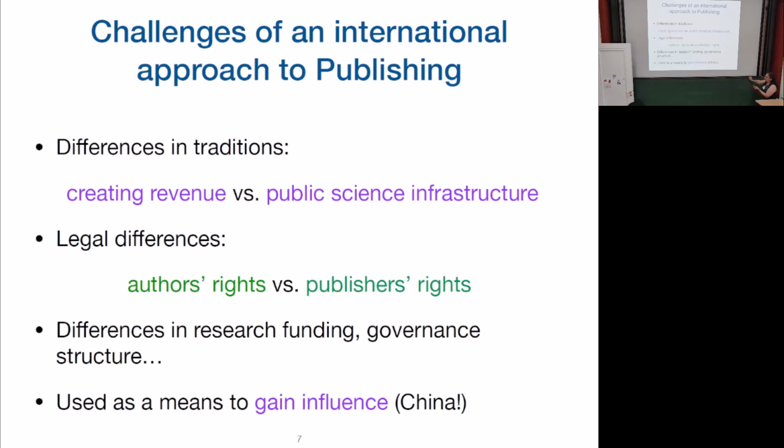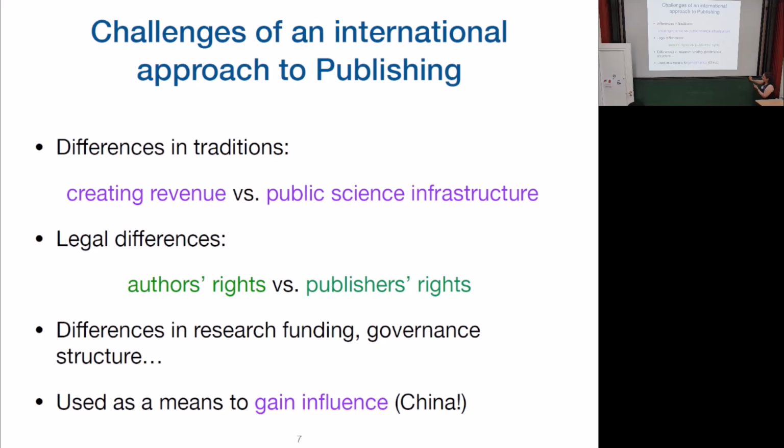Legal differences make a big part of the problems, like author's right versus publisher's right. I mean, copyright, is that actually protecting the author or the publisher? Actually more the publisher. And of course, differences in research funding, governance structures, federal versus centralized, autocratic versus democratic, and so on. And despite all these differences, in all these countries, there are mathematicians and they want to be able to do math and to take part in this international exchange.